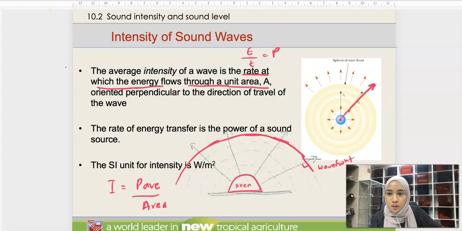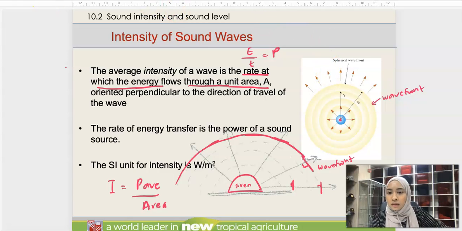So if your sound is moving this way, for example, in the x direction, where is your wavefront? It is perpendicular. If I'm looking at this point, this is where it should be. So it's always perpendicular to the direction of travel. This guy is your wavefront. And the direction of travel is just away from the source of your sound.